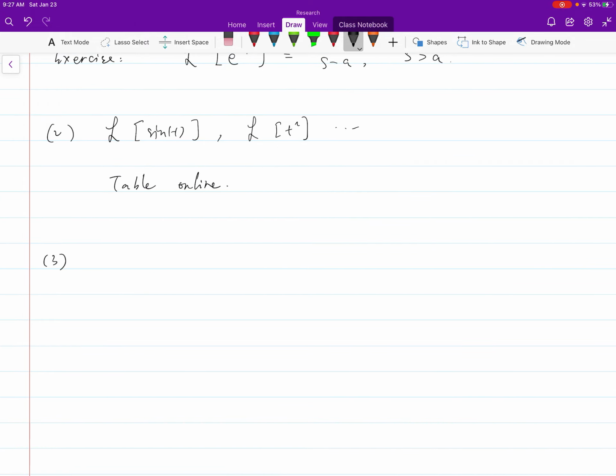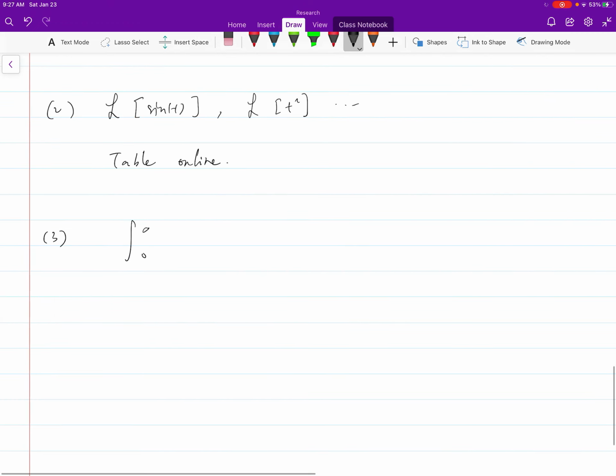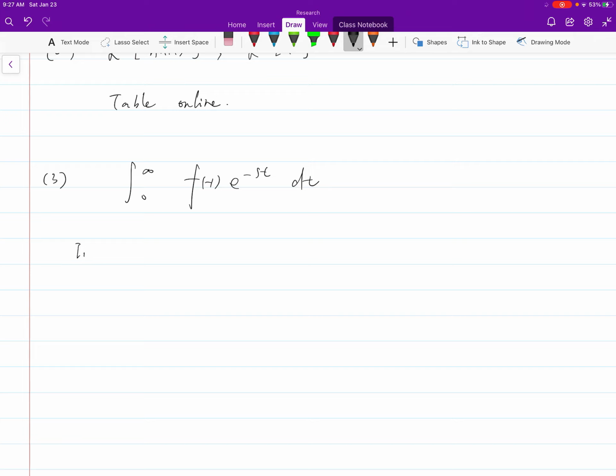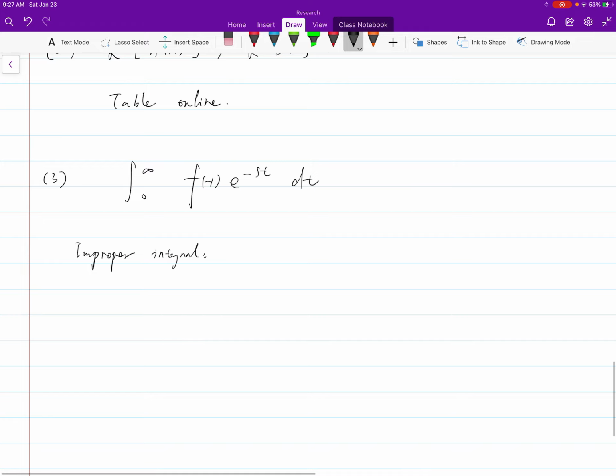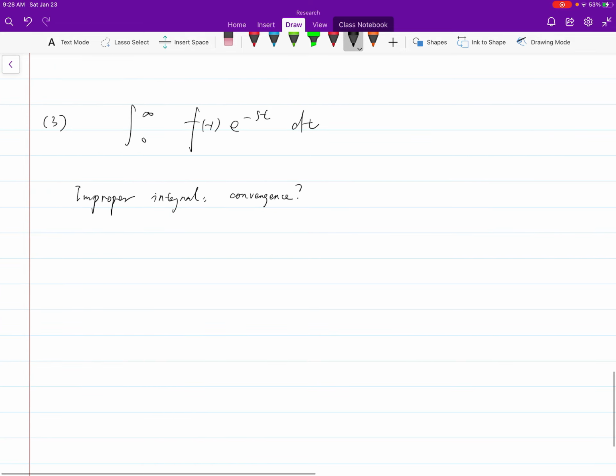And finally, some assumptions we need to make. We are doing the integration from 0 to infinity of f(t) times e to the negative st. This is going to be an improper integral. As we have done before, we need to take the limit at the right endpoint. And if you recall from calculus 2, it is very easy for this to not converge. So we need to talk about convergence. Do we have something finite?